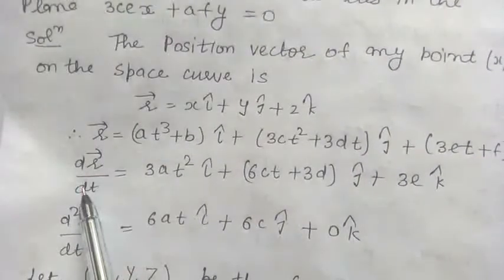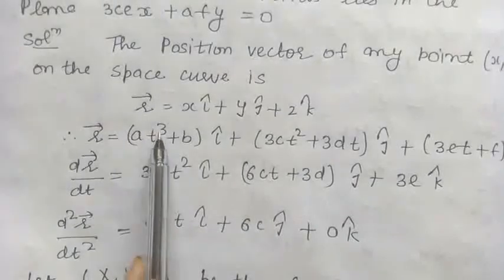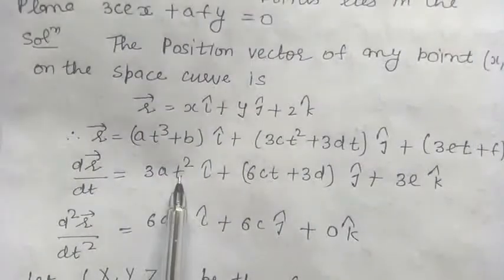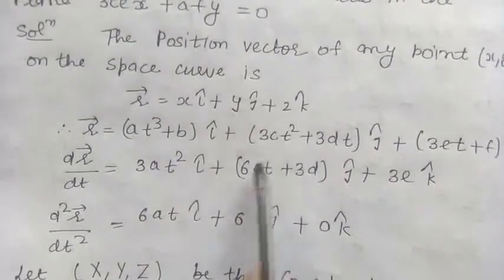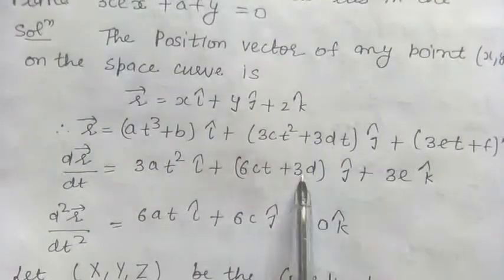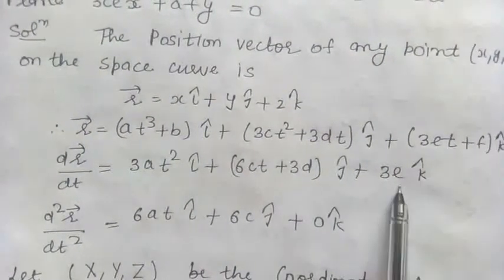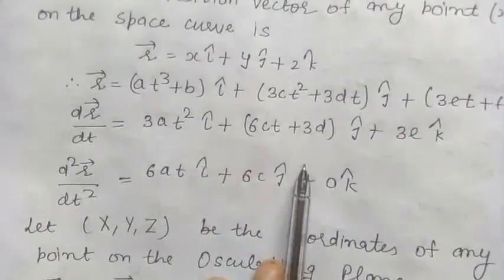Now differentiating this vector r, dr by dt: the derivative of at cube is 3at square i cap. The derivative of 3et square is 6et. The derivative of 3dt is 3d. The derivative of 3et is 3e. So we have obtained the value of dr by dt from here.